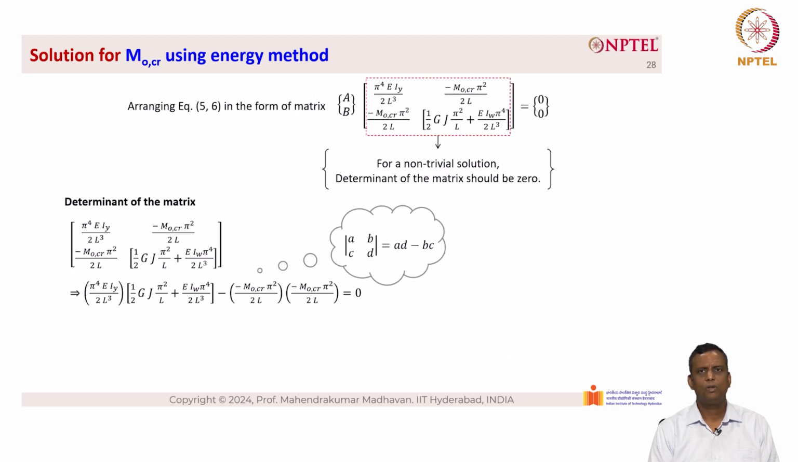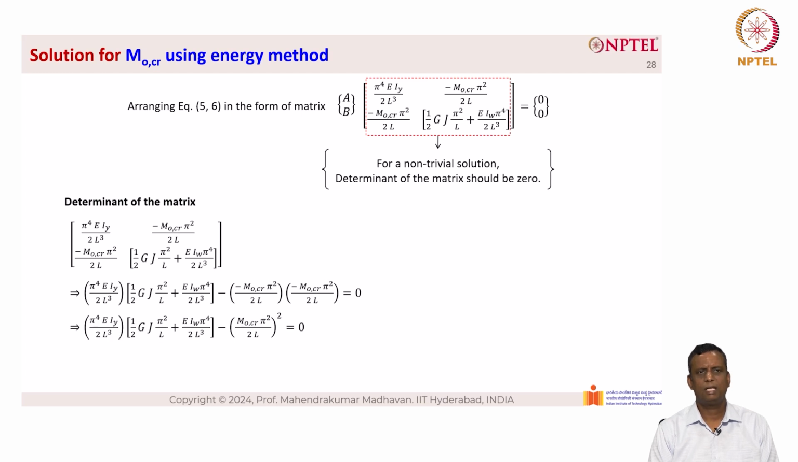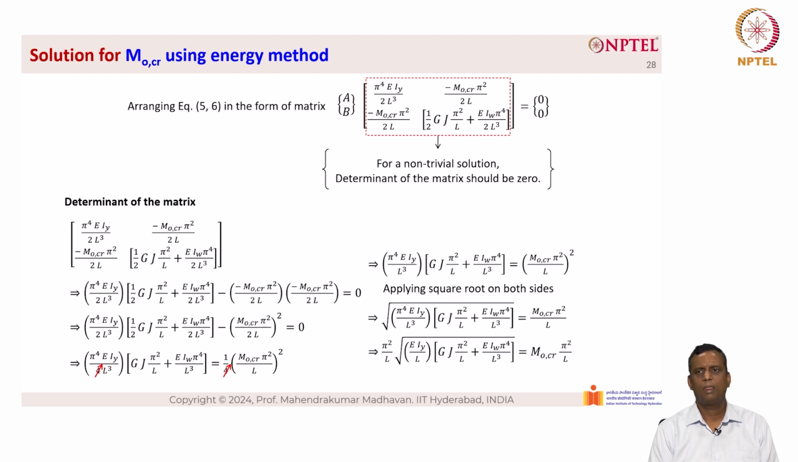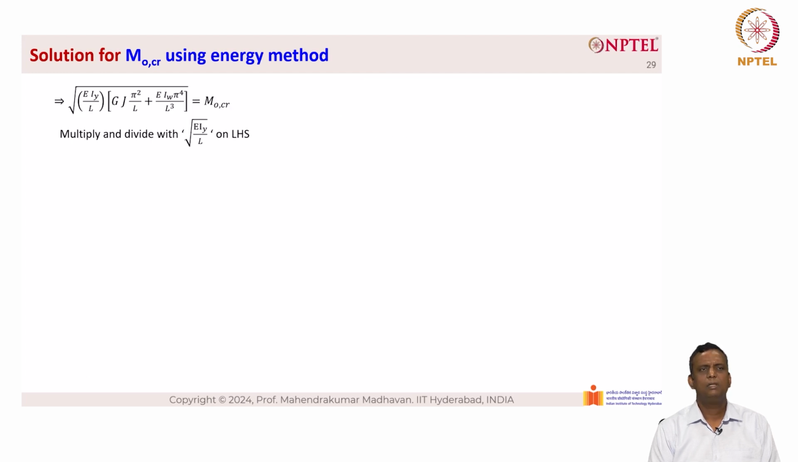So when we do so, we can expand this equation and simplify it further, and we get the second term here. We can expand these equations and simplify them further. As you can see, step by step, we are simplifying this equation. Take the terms to the power 4 on both sides of the equation. Again, we get another simplified equation. We apply square root on both sides, and when we do so, we have M naught critical into pi square by L on the right hand side. Again, we can simplify this further by taking pi square by L outside. We can take the pi square by L on both sides getting cancelled. This equation can be further simplified by multiplying and dividing with root of EIY by L on the LHS.